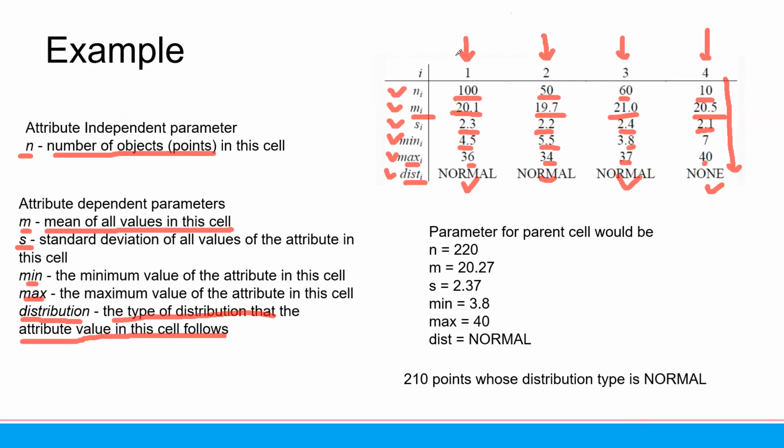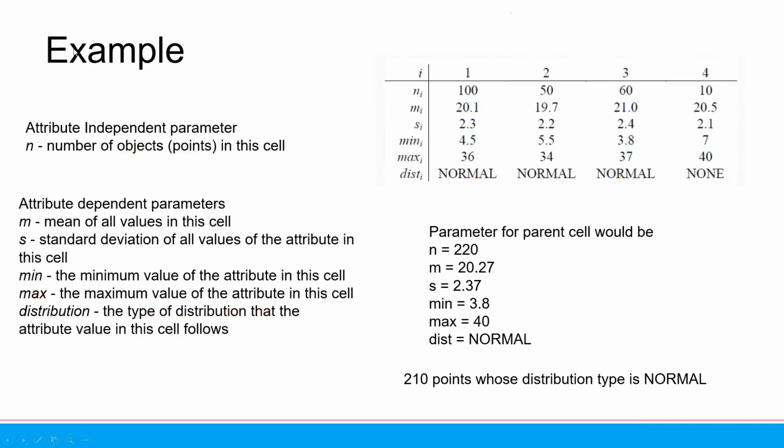Now I would like to figure out what is the top level of this cell. Then we can just do the aggregation. How can we do the aggregation? Based on N, we have 100 plus 50 plus 60 plus 10. So at the top level, the total data is 220.